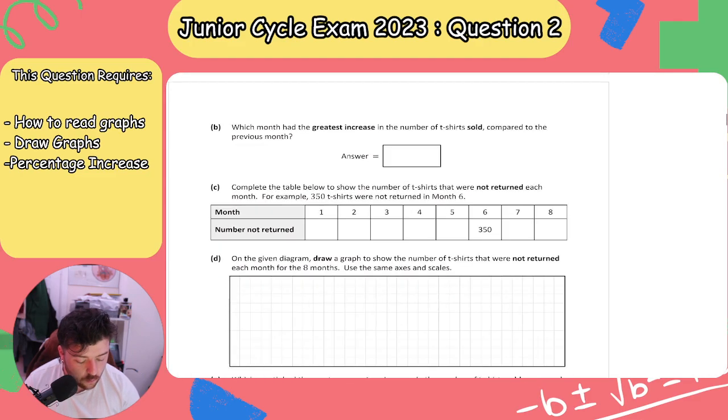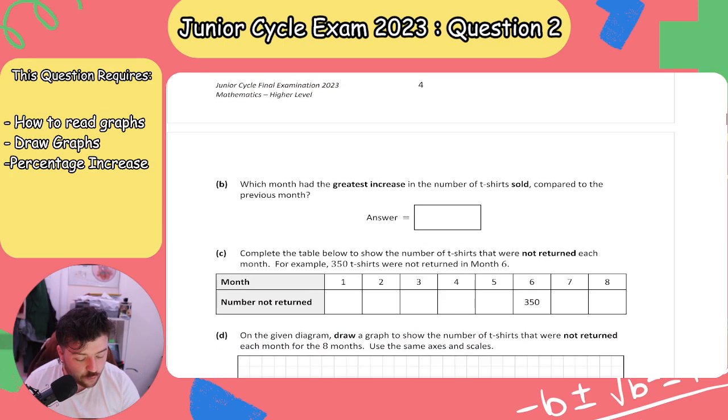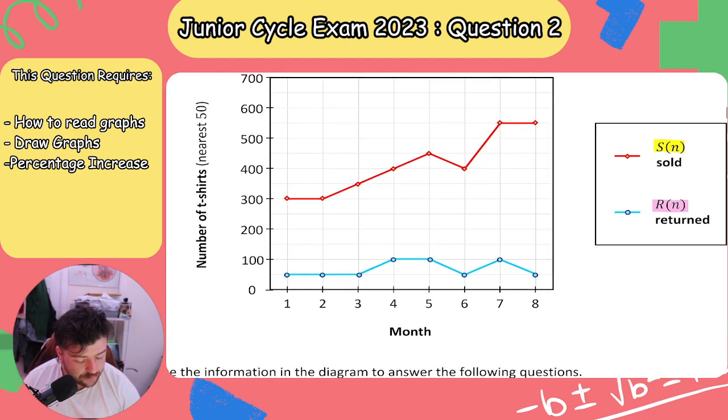Part B, which month had the greatest increase in the number of t-shirts sold compared to the previous month? So we are now looking for the greatest increase. So which month had the biggest jump in selling t-shirts? So let's have a look here. The biggest jump, well, I think it's very apparent. It's from month 6 to month 7, because we're jumping up from 400 to... we're jumping up 150, aren't we? Yeah, we're jumping up 150 t-shirts sold.